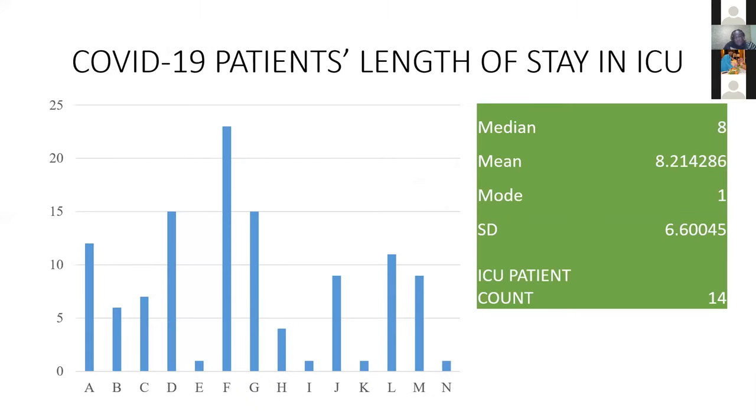In terms of length of stay in our critical care unit, among all the 14 patients we've had in the unit, we are estimating that a patient who comes to a critical care unit with COVID-19 will stay for about 8 days before we start noticing recovery good enough for us to discharge them to the ward, give or take six days.